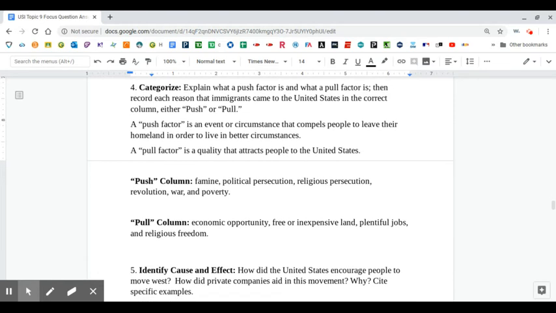In question 4, we're going to look at the push and pull factors that led to immigration coming into the United States. Once again, just to refresh your memory, a push factor is an event or circumstance that compels people to leave their homeland in order to live in better circumstances. A pull factor is the quality that attracts people to the United States. So the reasons why they got pushed out of their homeland: famine, political persecution, religious persecution, sometimes revolution and warfare, poverty. Pull factors: economic opportunity, free or inexpensive land, plentiful jobs, and religious freedom.